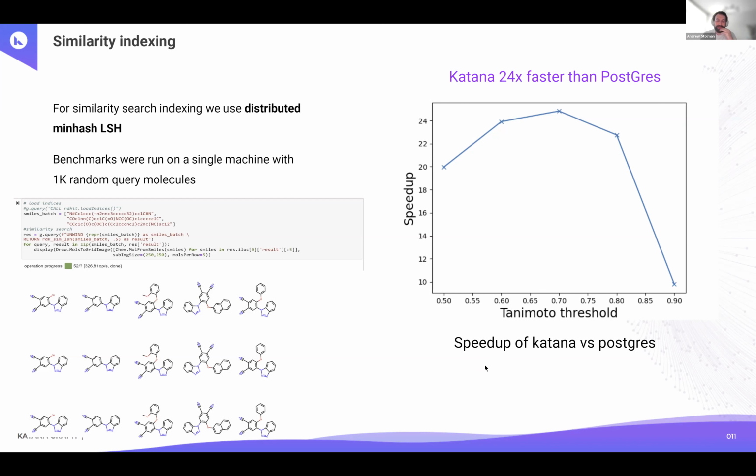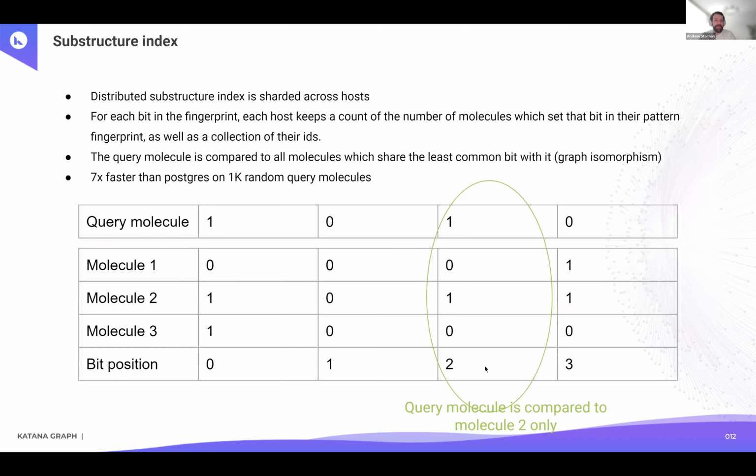For substructure search, we implemented a very simple indexing method. We needed something that would distribute well, that parallelized well, and we found this very simple method to work well. And we used the pattern fingerprints from the RDKit package. What those pattern fingerprints do is they just enumerate a bunch of subgraphs that might appear in a molecule. And if that subgraph appears in a given molecule, that molecule gets a 1 in that fingerprint position. And if it doesn't, then it gets a 0 in that fingerprint position.